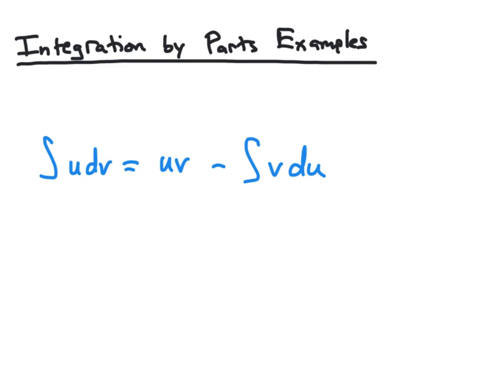The idea here is that we can rewrite the integral on the left-hand side in terms of the integral on the right-hand side, which will often be simpler and more easily evaluated. Integration by parts can be combined with other integration techniques such as substitution, as we'll see in our first example.